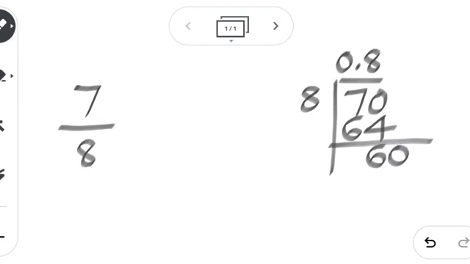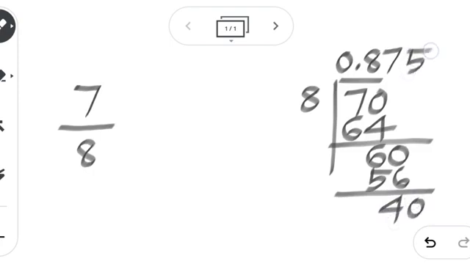Now add 0 again, 60. How many 8s are there in 60? There are 7, 7 into 8, 56. Subtract 60 minus 56 equal to 4. Add 0, 40. Then how many 8s are there in 40? We have 5, 5 into 8 equal to 40. Then remainder 0. We got remainder 0.